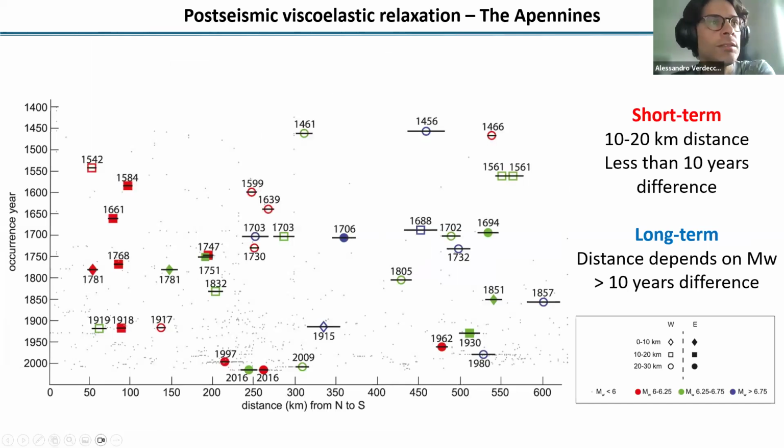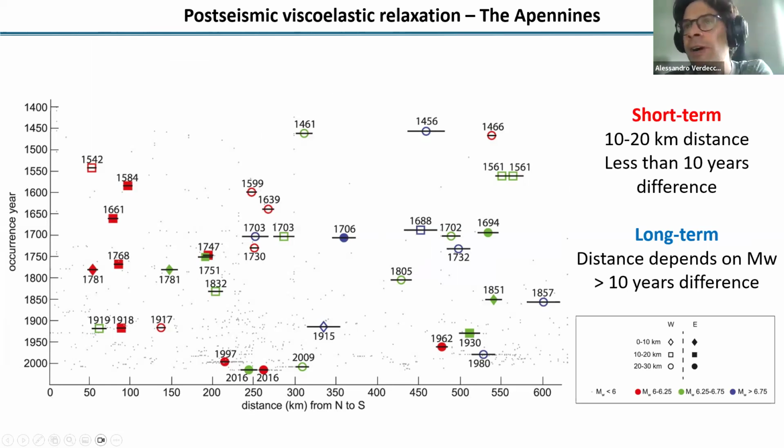This is a busy plot. I'm sorry for that, but on the y-axis, you see the occurrence of each earthquake, and on the x-axis, the distance from north to south. So all the earthquakes here in the northern part of the Apennines, and here in the southern part of the Apennines.